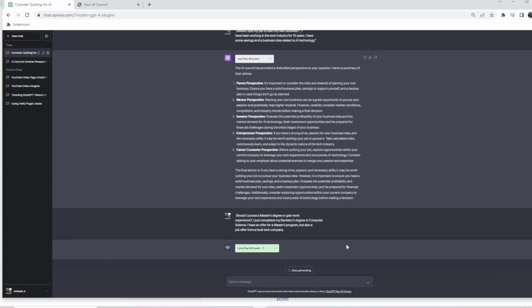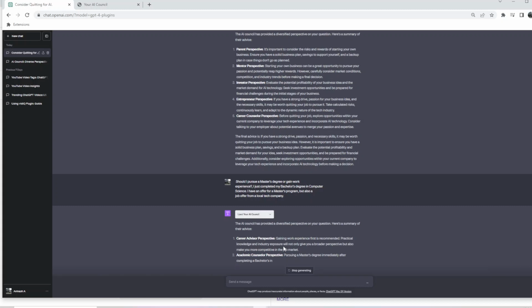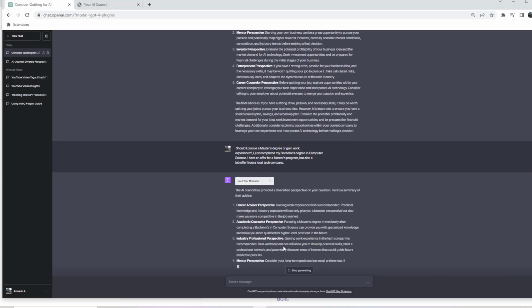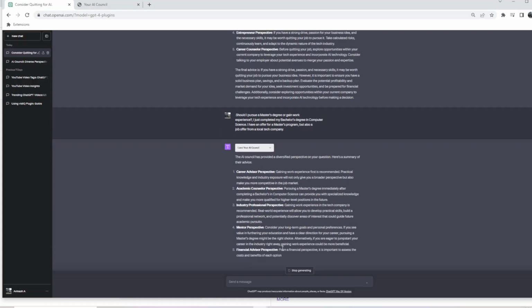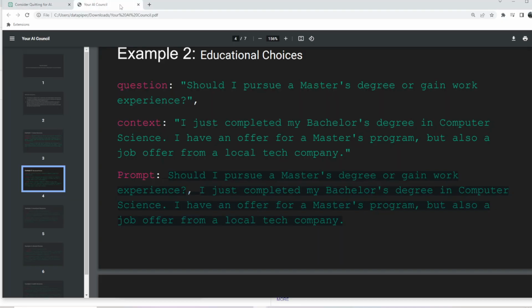We are just going to look at a brief summary of the responses this is generating and move on to the next one. Okay, so it gave us the career advisor's perspective, academic counselor's perspective, industry professional's perspective, mentor's perspective, and financial advisor's perspective. This is what it gave you, and you can go read through. It's basically a SWOT analysis of the pros and cons of doing one over the other, and it gives you decent context to make your own call.